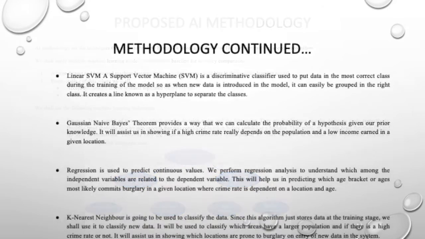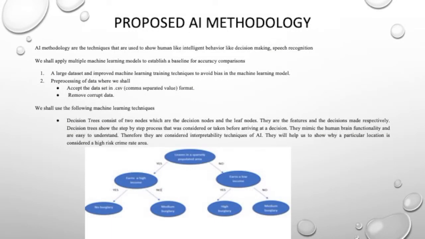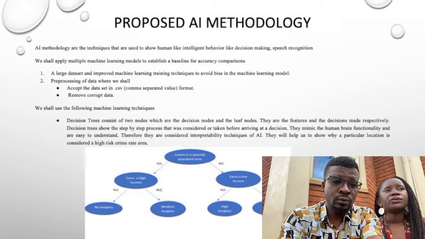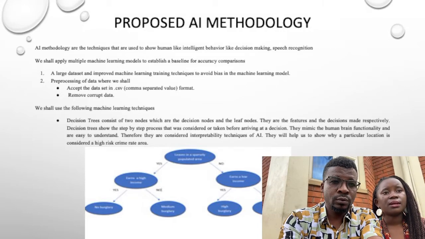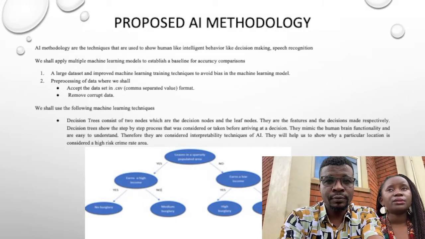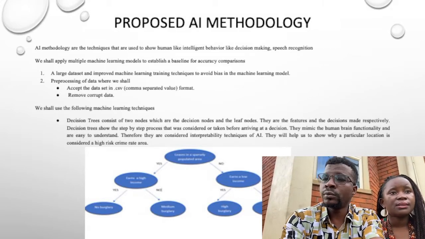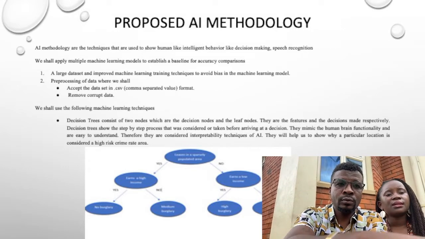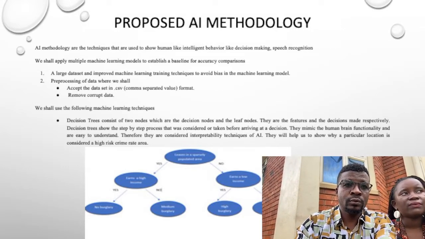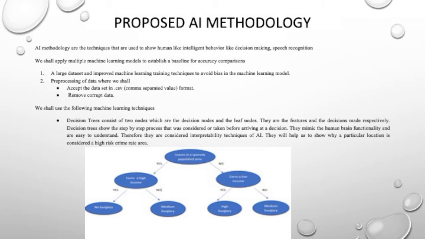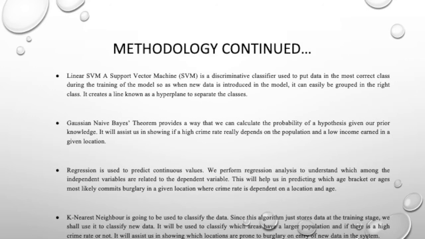So when we come to the proposed AI methodology, it's basically the techniques that we are going to use to teach our machine learning model to be able to predict a burglary happening in a particular area. We have different algorithms that we are going to consider. But first, in the methodology, we've already identified our data set, so we are going to carry out pre-processing. We are going to download our data set as a .csv file, since it comes in a good format. Then we are going to clean the data, like I explained earlier, so that we remove the different features that we are not going to use.